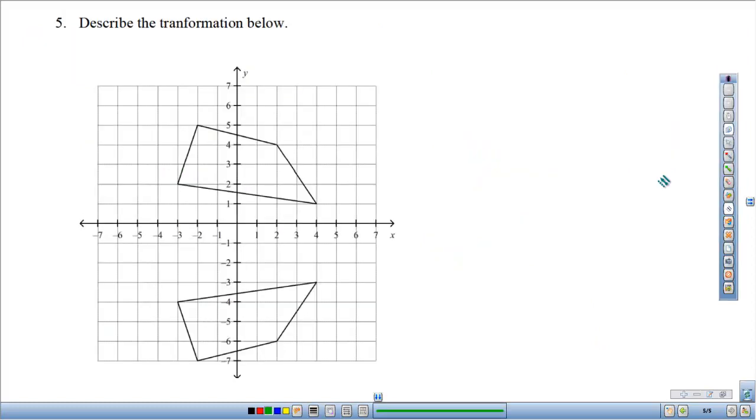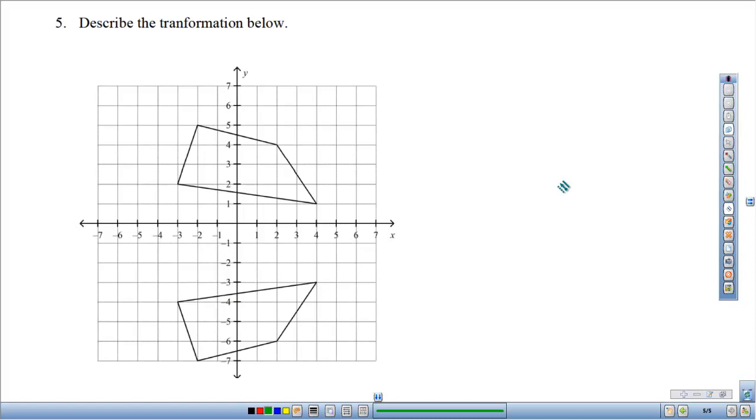All right, here is problem number 5. They give us a pre-image and an image, and they ask us to describe the transformation. I just noticed there's a typo in the word transformation. But we've basically got 3 transformations, so is this a translation, a reflection, or a rotation? And I don't think you have to look very hard. You can see that one figure is flipped over on the other one, so this is definitely a reflection.